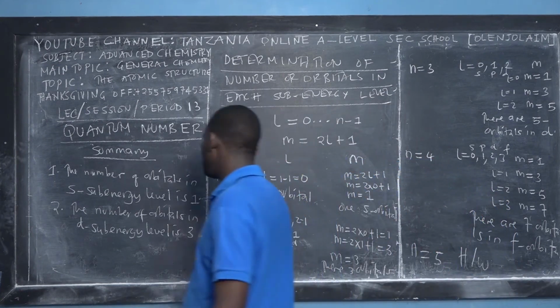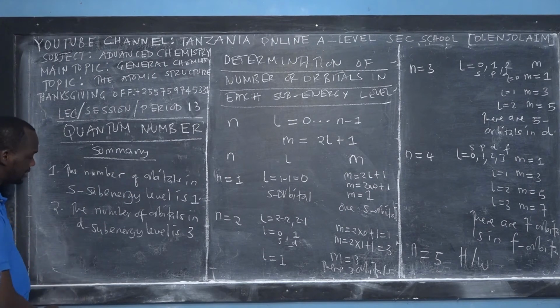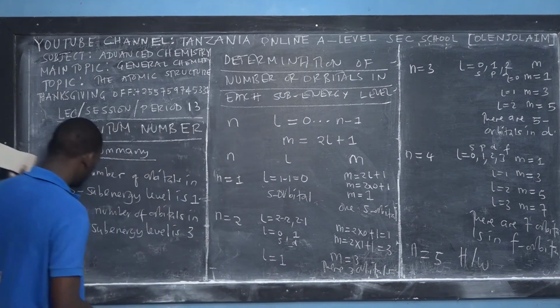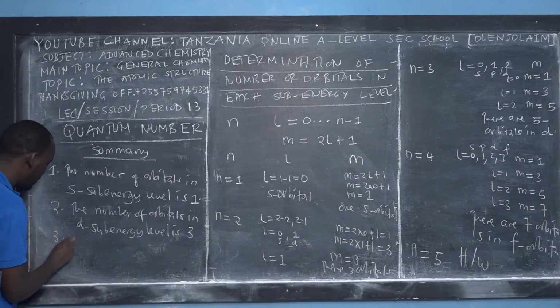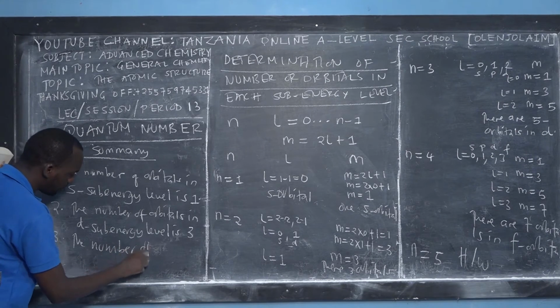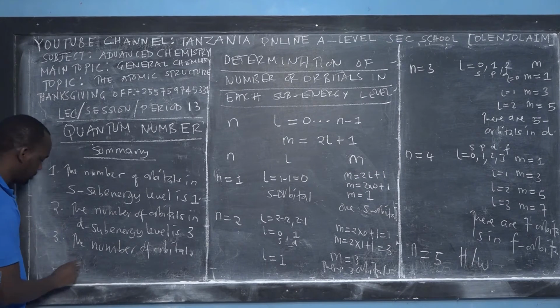Okay. So the number of orbitals in this sub-energy level is equal to 3, according to that summary. And that is the meaning of this sentence. Then number 3, we say that the number of orbitals in what?